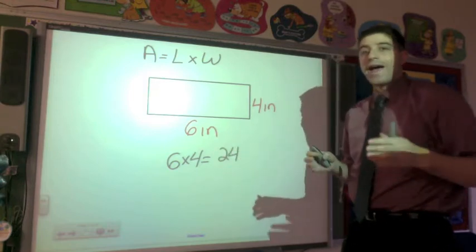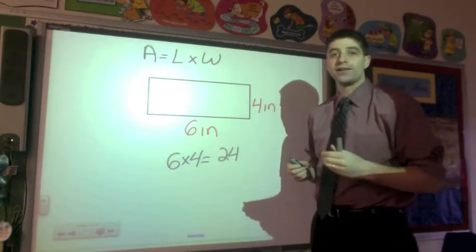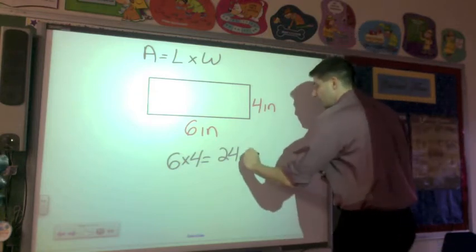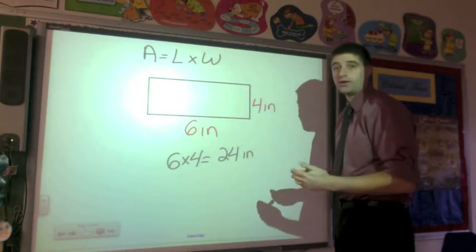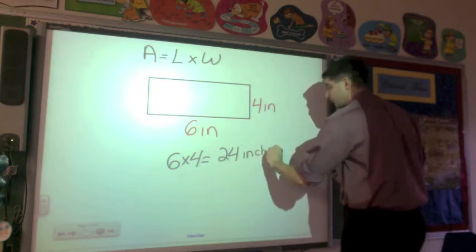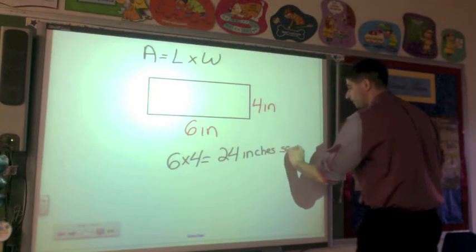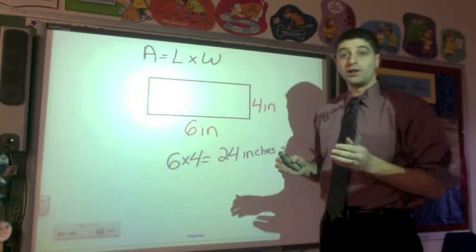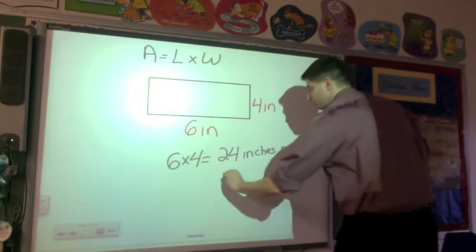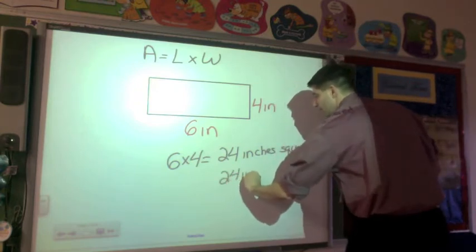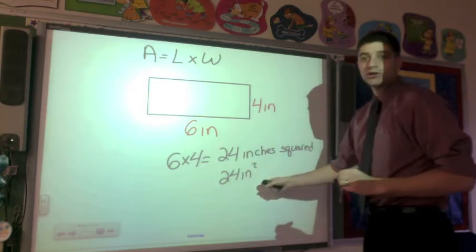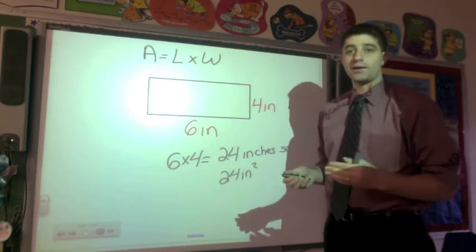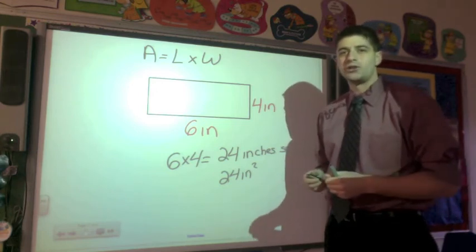Now, as far as my labeling goes, I do have to label it inches, but I have to label it inches squared. I could do that one of two ways. I could write inches squared, or if I want to get really fancy, I could label it like this: 24 inches to the second power. That's one way to find the area of your basic rectangle, basic square, any kind of shape like that.